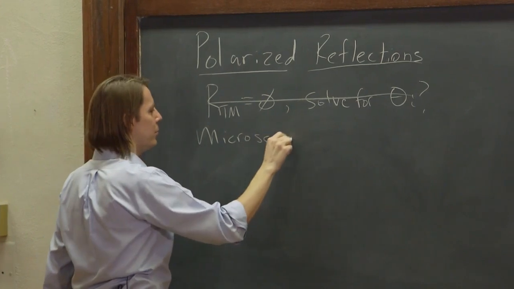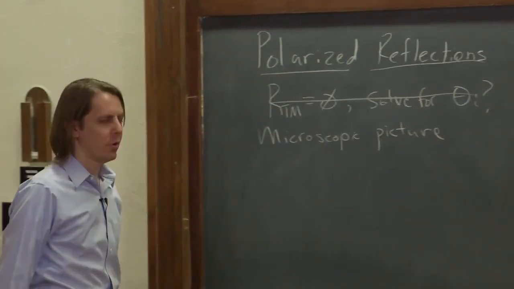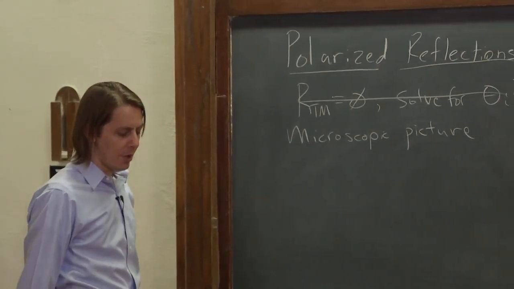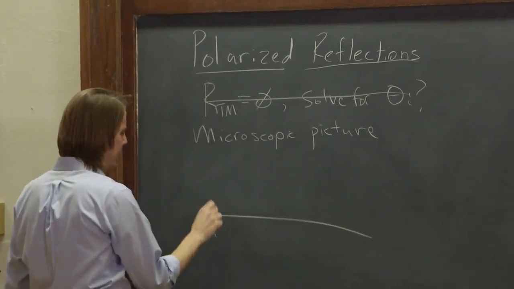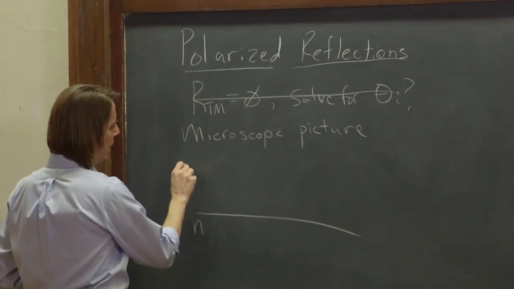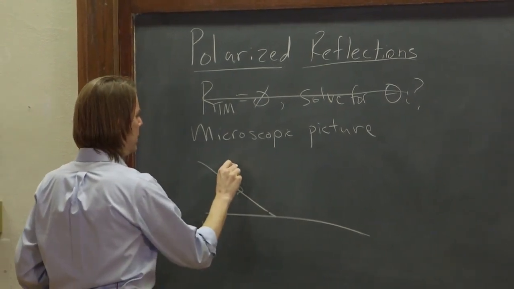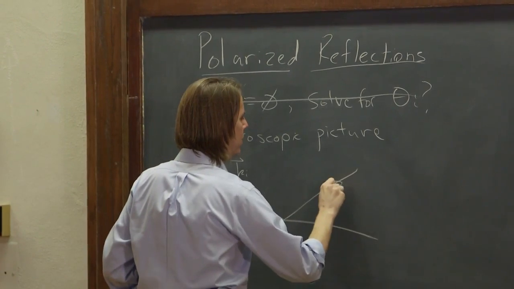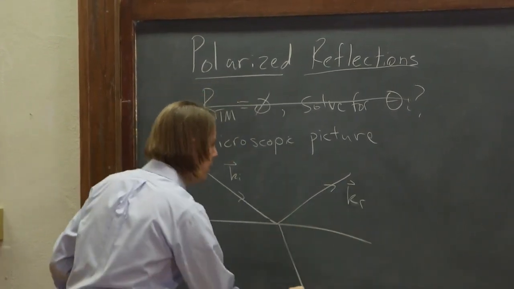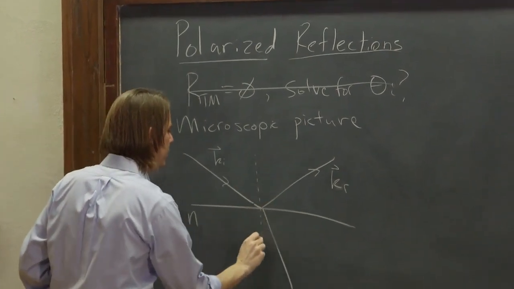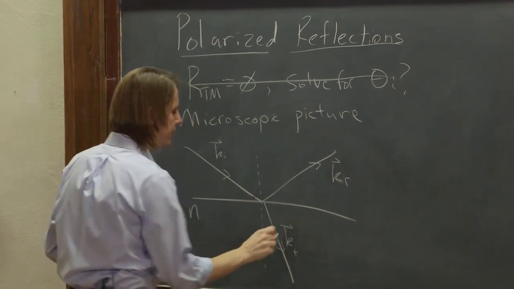And that doesn't mean I'm going to write it really small. That means we're going to think back to light interacting with electrons and things in the material, like we've been doing. So let's just think of our general case interface here, index n, and we have k incident coming in, we have k reflected and k transmitted, and it falls to the normal. And let's see, so this is k transmitted.